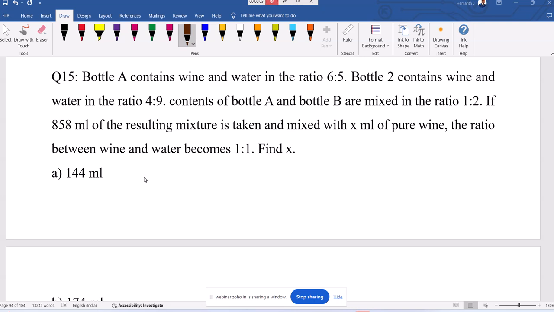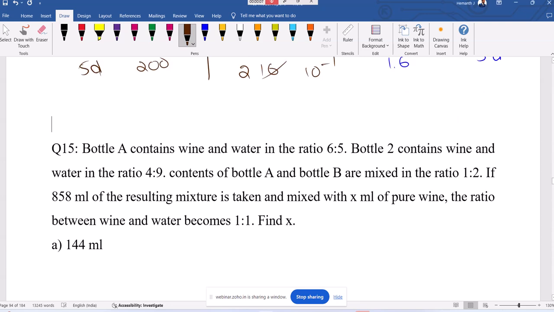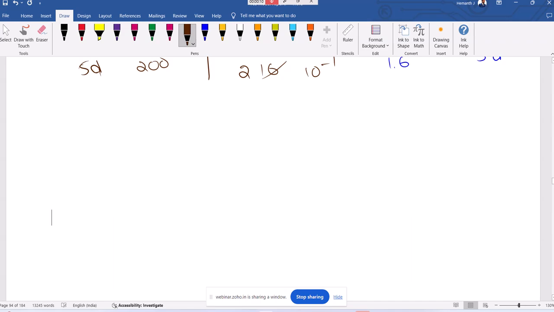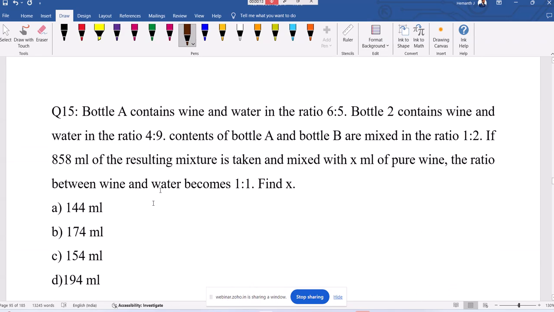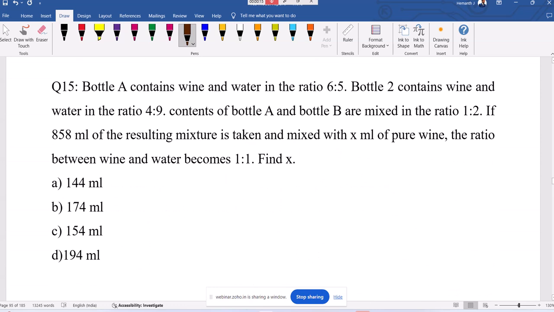See this 15th question. Bottle A contains wine and water in ratio 6 and 5. Bottle B contains wine and water in the ratio 4 and 9. Contents of bottle A and bottle B are mixed in the ratio 1:2. This is a next level question, mixtures and allegation. If 858 ml of the resultant mixture is taken and mixed with X ml of pure wine, the ratio between wine and water is 1:1. Find X.